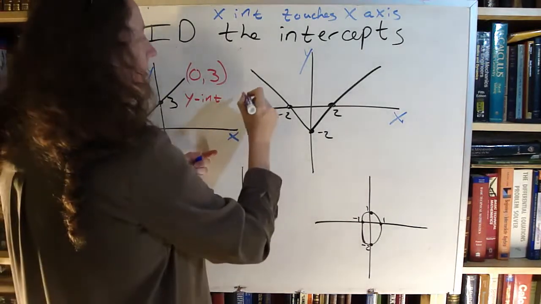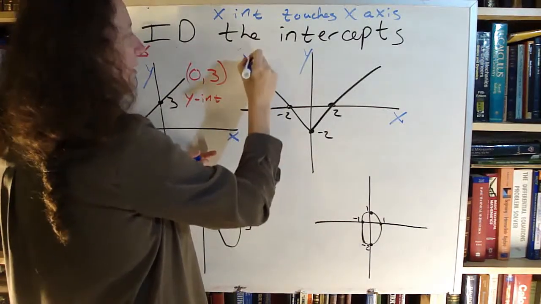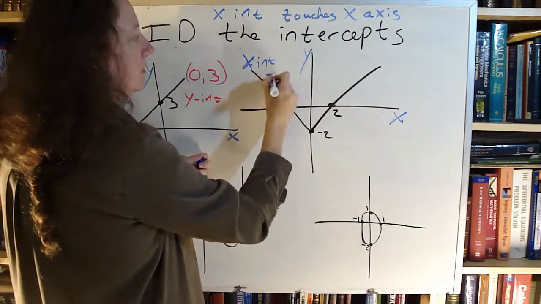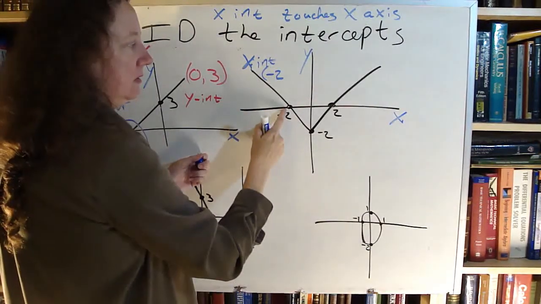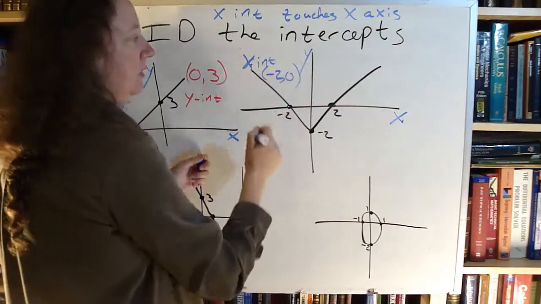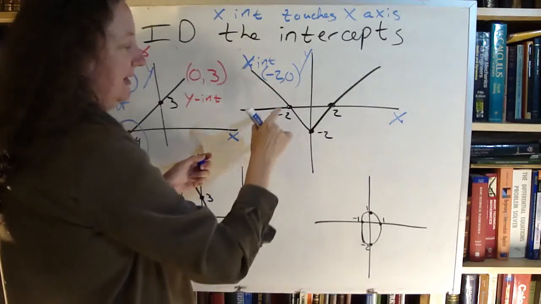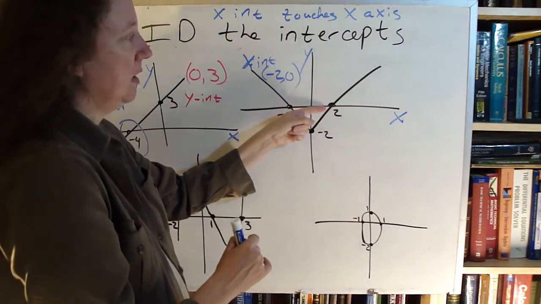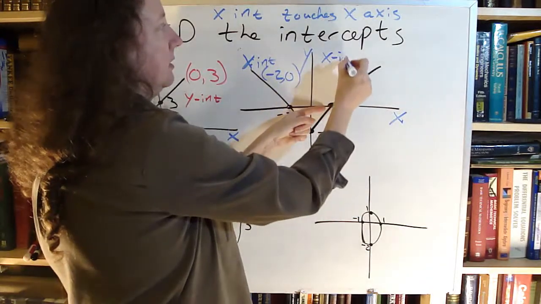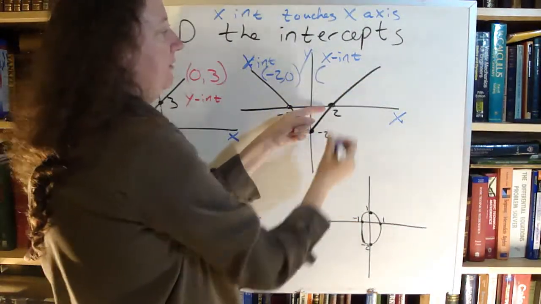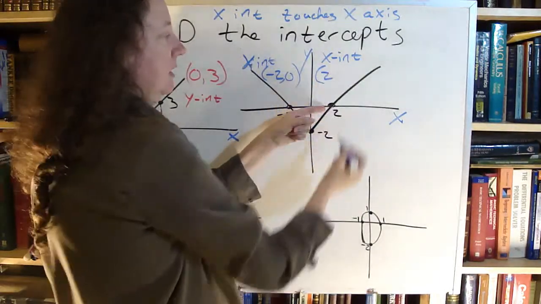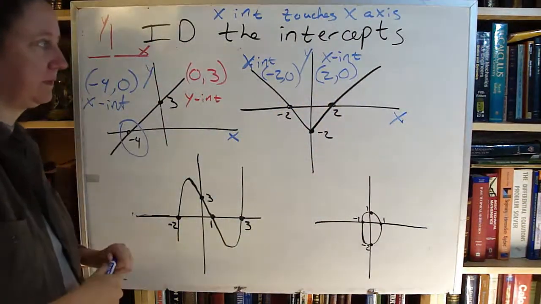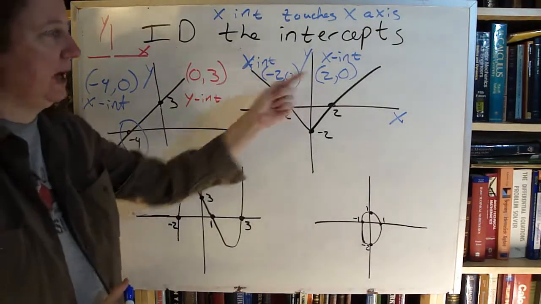My first x-intercept, let's try making this x legible. The x value of it is negative 2. The y value of that, 0. So I have negative 2 comma 0 to identify that one spot there. Going on, I have a second x-intercept. The x value for this one is positive 2. The y value for this one is 0. So I have my two x-intercepts written down.